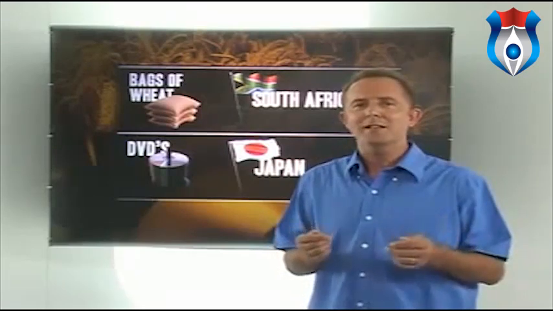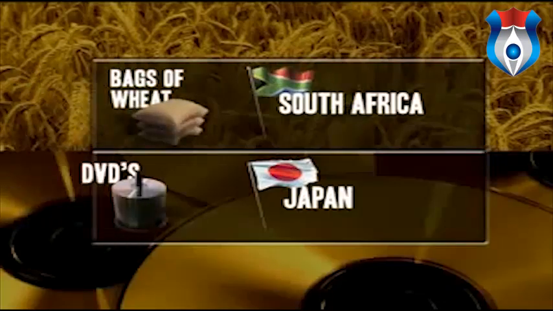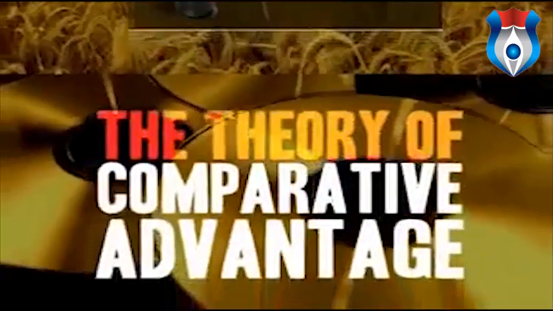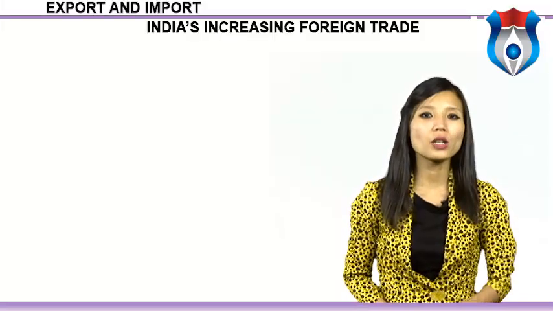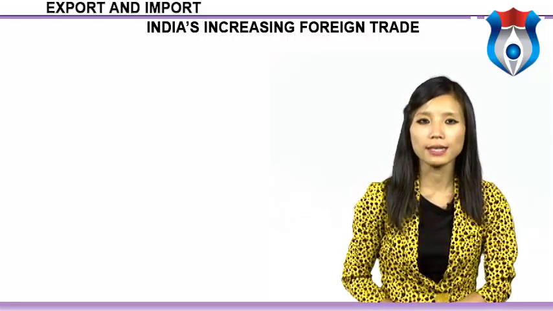And it also makes sense that South Africa should produce the wheat. And that's the theory of comparative advantage. Now moving on to the next topic, we will study about India's increasing foreign trade in detail.